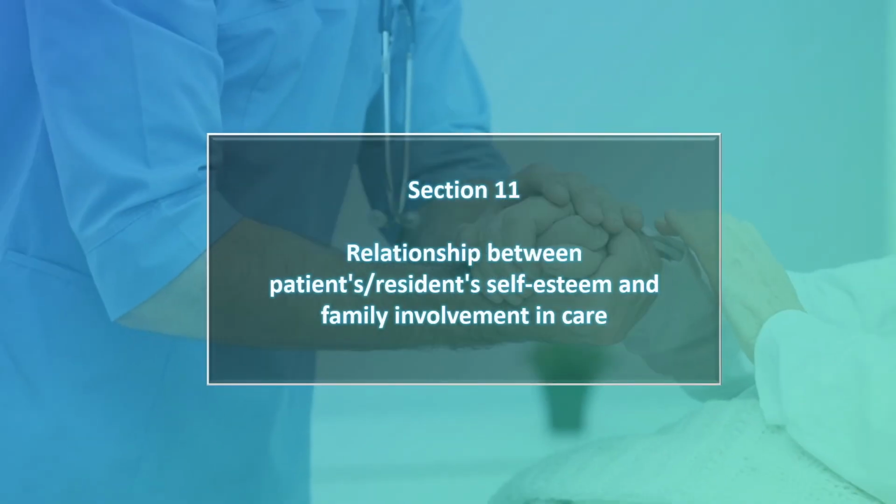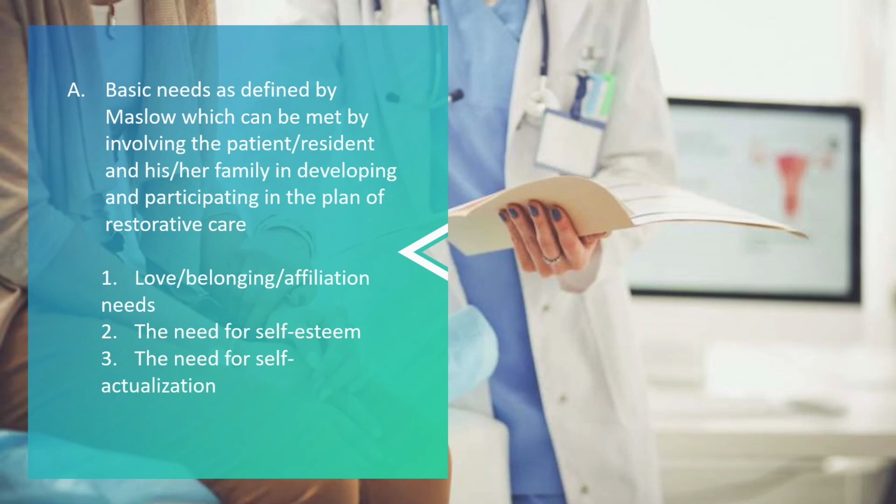Section 11. Relationship between patients or residents' self-esteem and family involvement in care. Basic needs as defined by Maslow, which can be met by involving the patient or resident and his or her family in developing and participating in the plan of restorative care. Love, belonging, and affiliation needs. The need for self-esteem. The need for self-actualization.